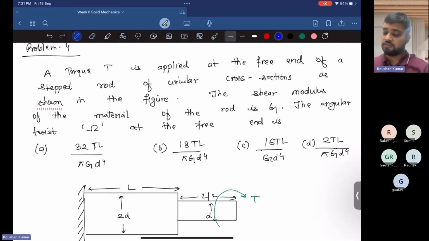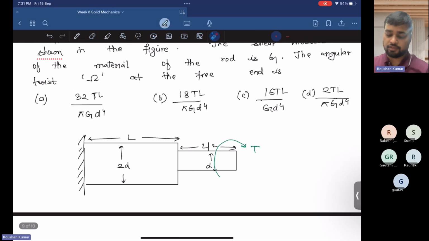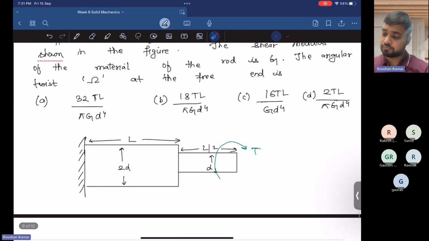So the question says a torque T is applied at the free end of a stepped rod of circular cross section as shown in the figure. So we have a stepped rod of length L. So basically what is a stepped rod? A stepped rod is a rod in which two rods are attached, maybe made of the same material or of different material. The first rod has diameter 2d and length L. The second rod has diameter d and length L by 2.